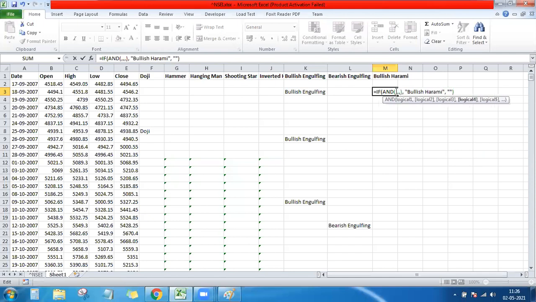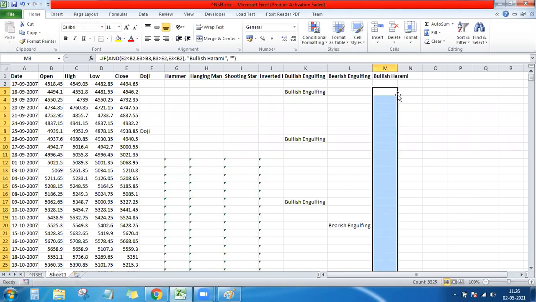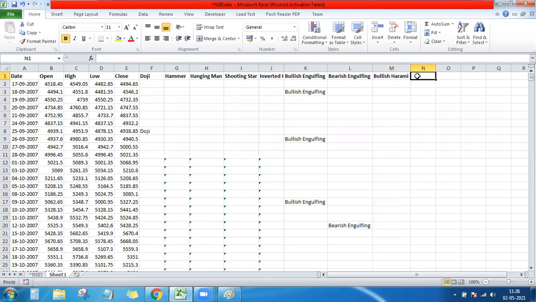You will have four conditions. First, bullish Harami means first candle should be red in color. So first close less than first open. Second is a green candle. So second close greater than second open. Then there should be a gap up opening on the second day. So this open should be greater than the previous day close, and it should close less than the previous day's opening. Then it is a bullish Harami. Copy this onto every cell, and then the last one, bearish Harami.